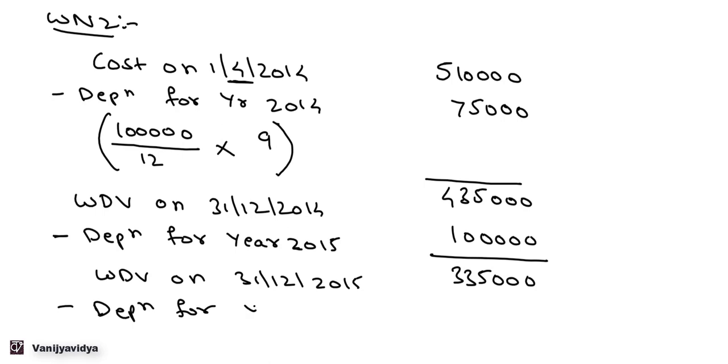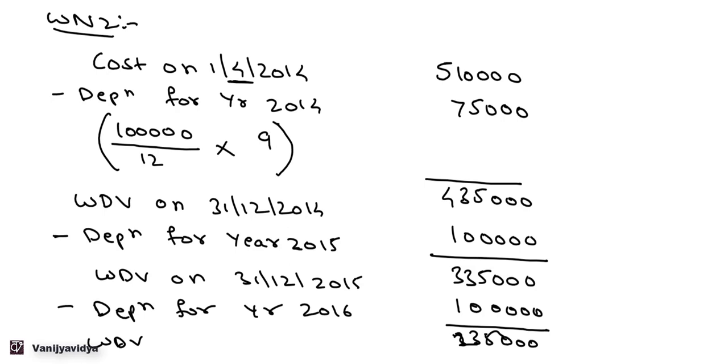Then depreciation for year 2016. Again in 2016 the asset was used for entire year, so it is 1 lakh, and the written down value is 3,35,000 minus 1 lakh, that comes to 2,35,000. This is WDV on 31st December 2016. So this is how we calculate depreciation on the fixed asset as per straight line method.